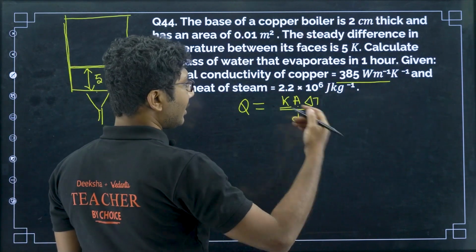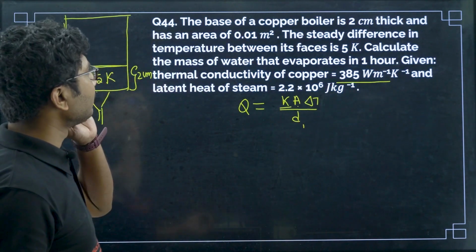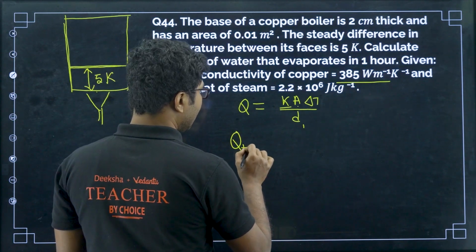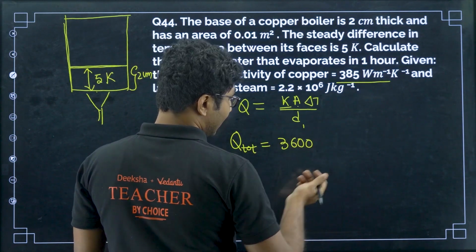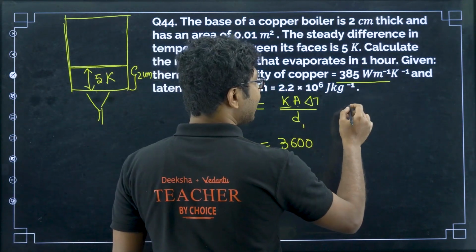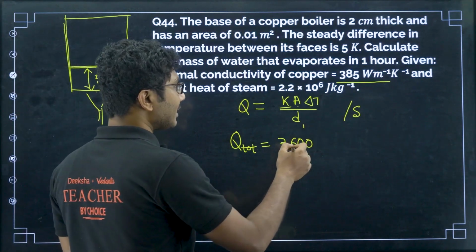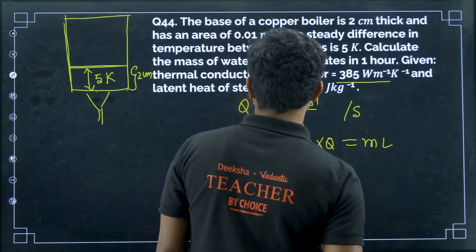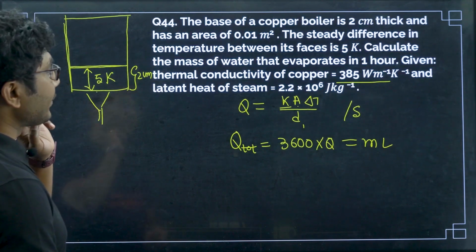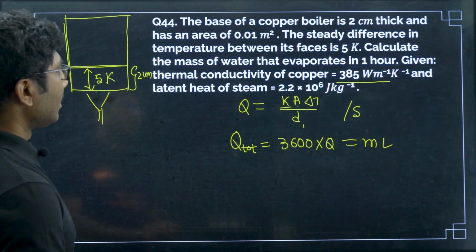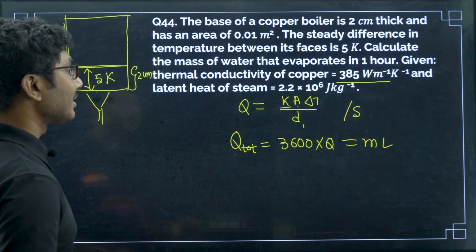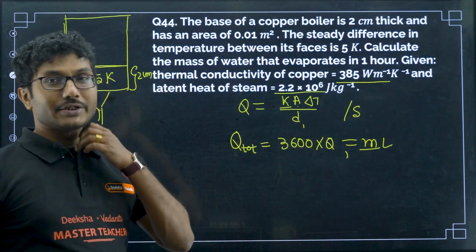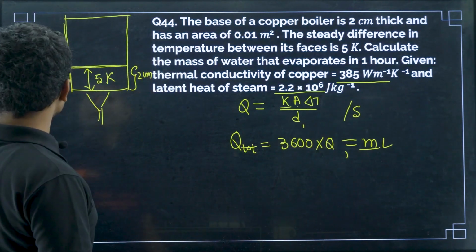That Q is for every second. Now you are doing it for 1 hour, that means 3600 seconds. So this much heat is transferred per second. The total heat transferred is basically 3600 into Q, and that should be equal to mL. Your question is how much mass of the water evaporates. Mass of the water that evaporates, that is m, and latent heat of evaporation L is given. So use just this equation and you calculate how much mass is getting evaporated. Okay, I will not waste too much time on this.